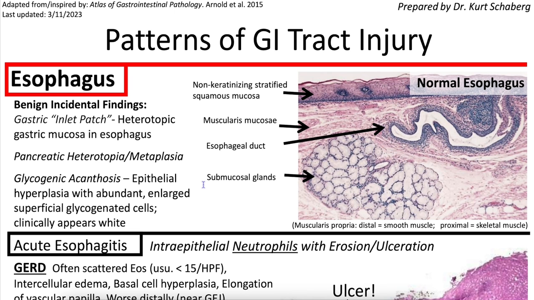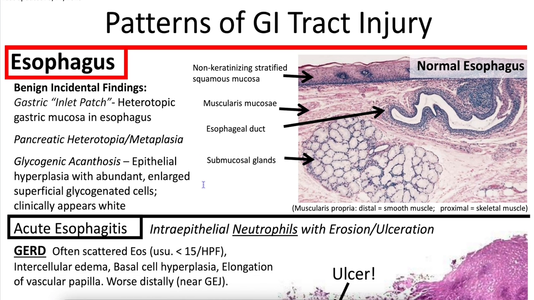Without further ado, let's talk about GI tract injury patterns from, figuratively speaking, head to toe, going from the esophagus, and we'll take that journey down to the stomach and to the colon, all the way down to the colon.